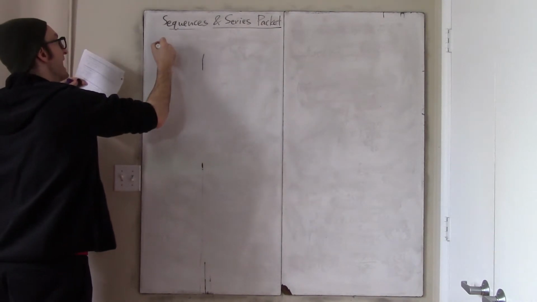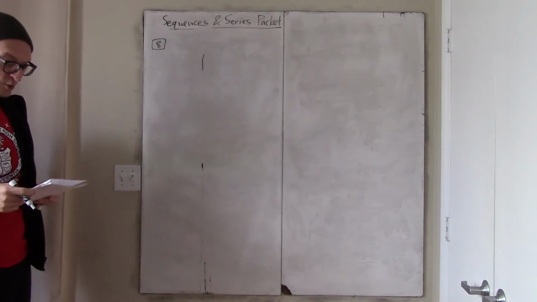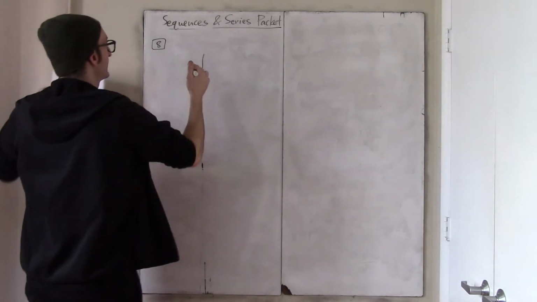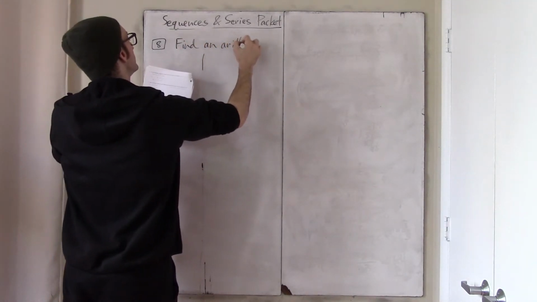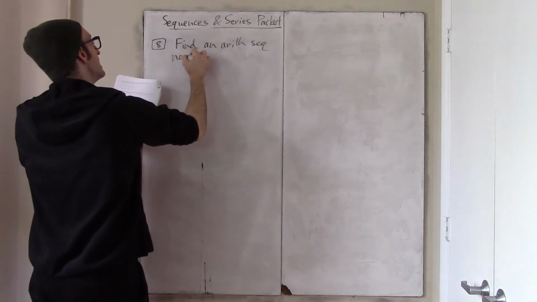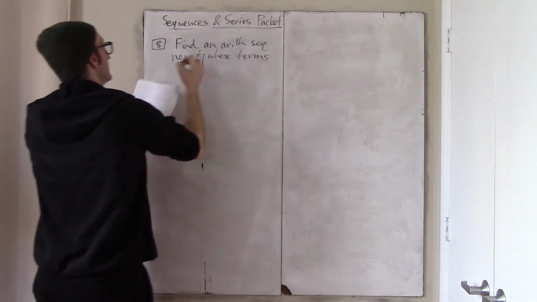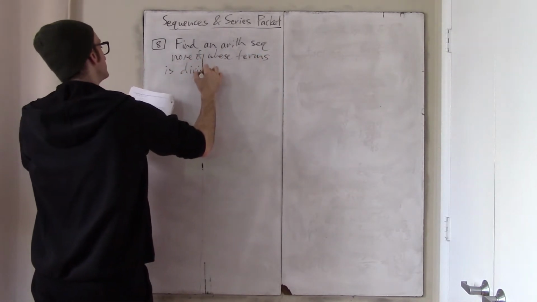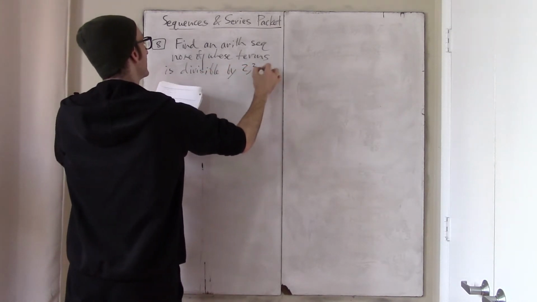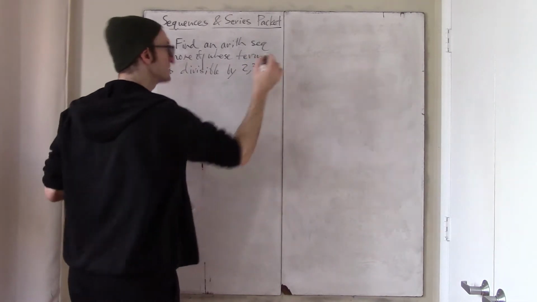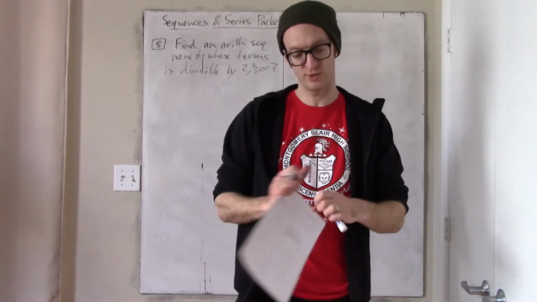Number 8 says, find an arithmetic sequence of integers none of whose terms is divisible by 2, 3, or 7. Maybe I'll just write that out really quick. Find an arithmetic sequence none of whose terms is divisible by 2, 3, or 7.